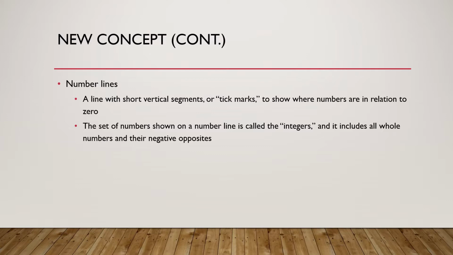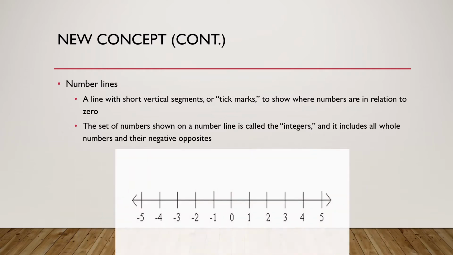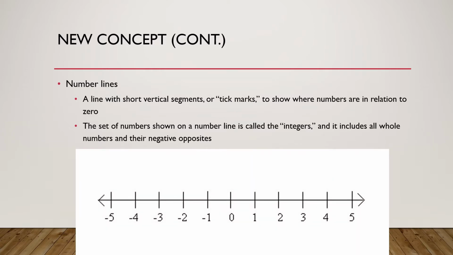And it goes on forever in that direction too. That's why we use a line, so that we have the arrows on either end. And it looks like this. So this goes from -5 up to 5. Notice we have the arrows on either end to show that it does continue in both directions. And these lines right here are the tick marks.